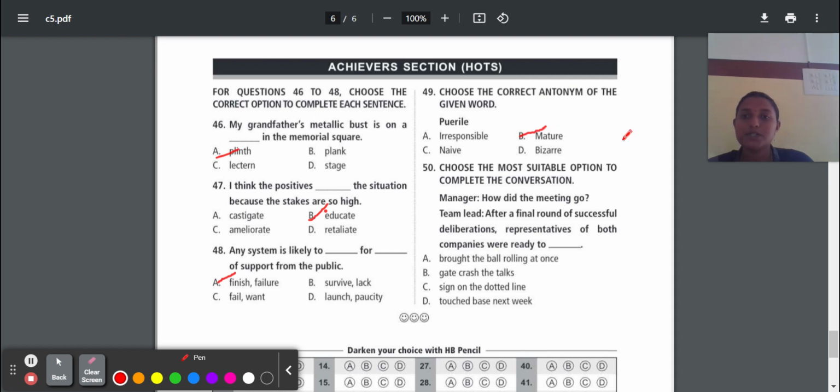Choose the most suitable option to complete the conversation. Manager: how did the meeting go? Team leader: after a final round of successful deliberations, representatives of both companies were ready to dash. Option A, get the ball rolling at once. Option B, gate-crash at the talks. Option C, sign on the dotted line. Option D, touch base next week. Answer for the question is option C, sign on the dotted line.